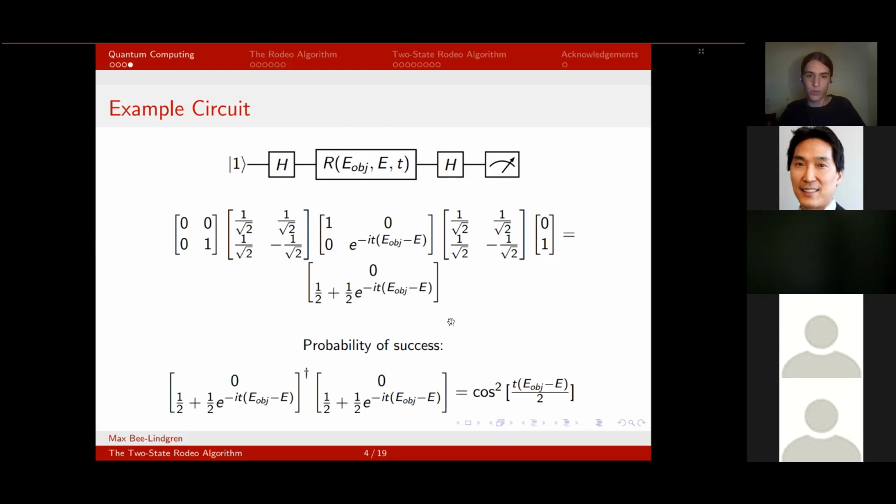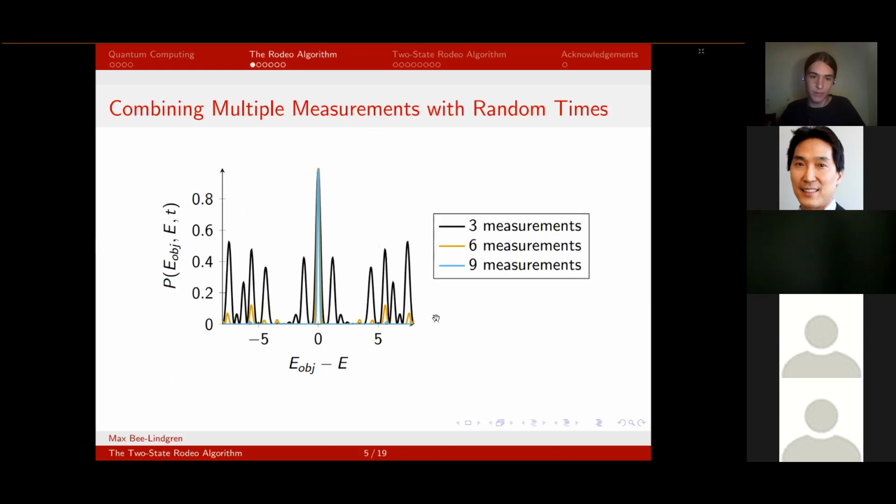And then when we take the probability of success and multiply by the conjugate transpose, we get this nice cosine squared function. So essentially the probability of success depends on this energy difference and this time over 2. And it's just a cosine function of that. So now we get into the Rodeo algorithm.